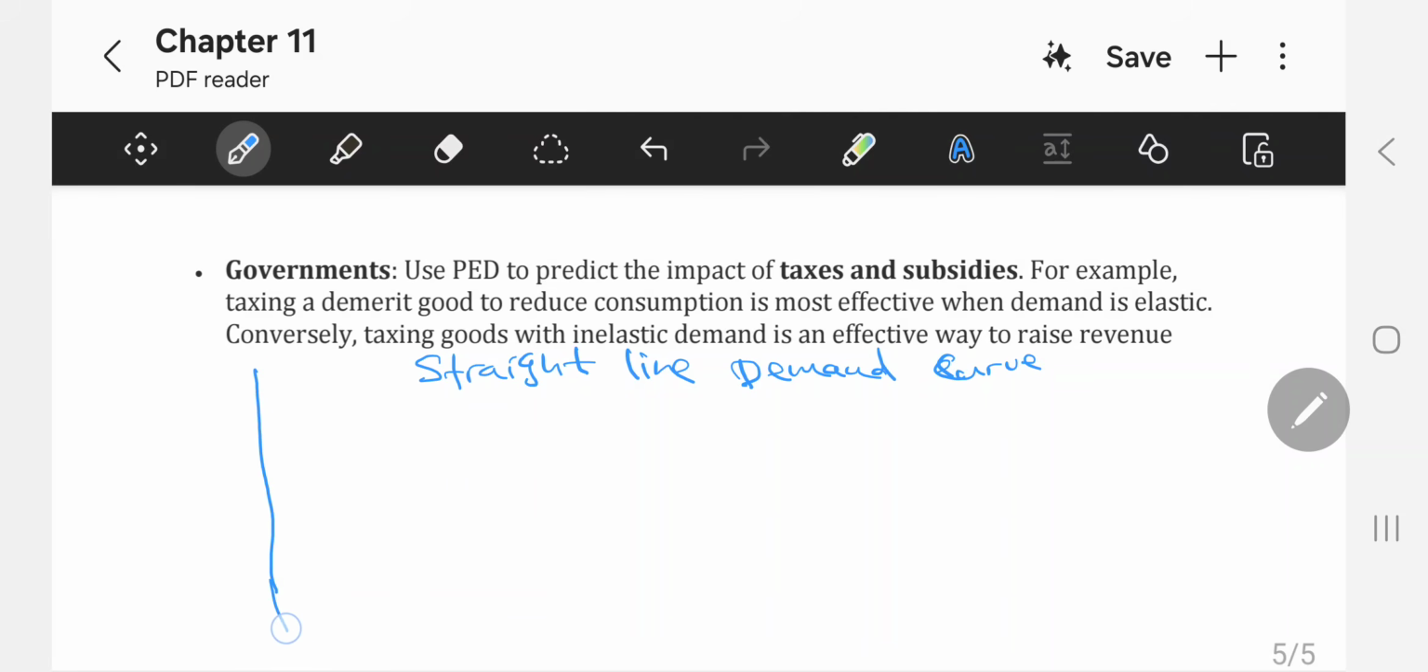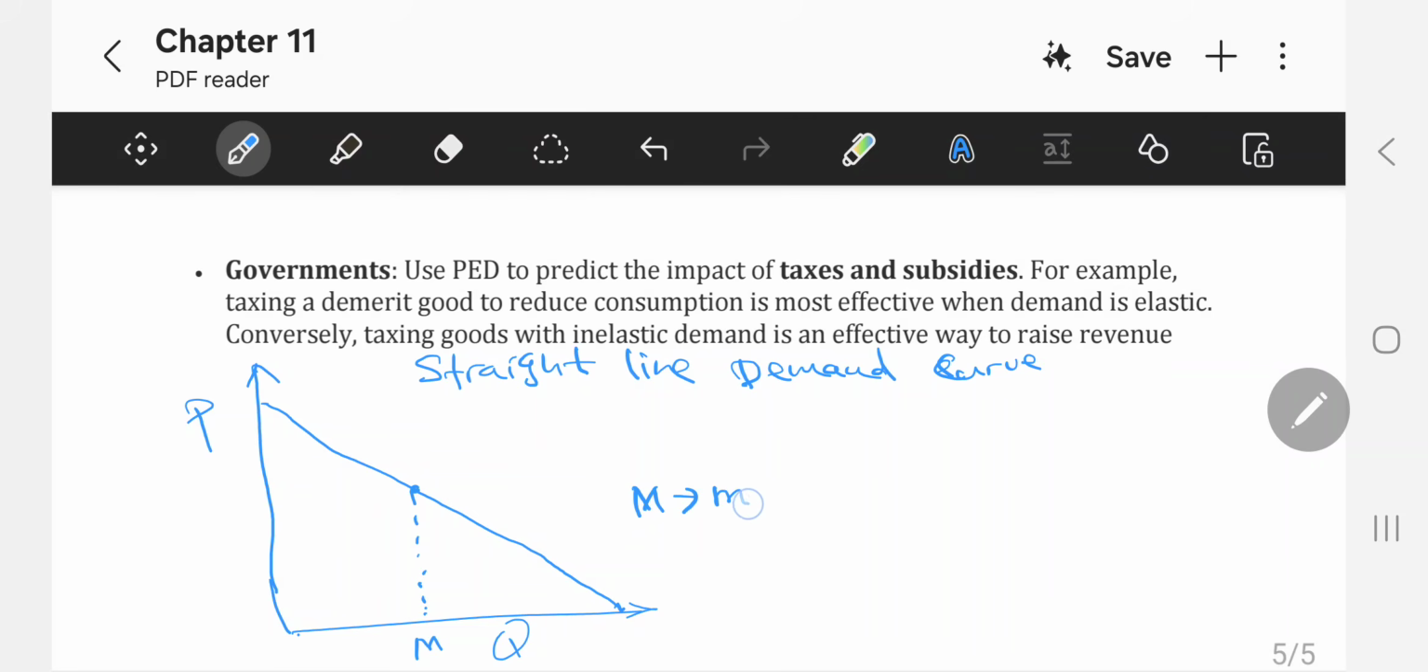So I'm going to draw here a demand curve that is straight. So this is called a straight line demand curve. It touches both axes, and I'm going to pick a point in the middle here and call this point M. So M here will be the midpoint. If you divide this line into two, that would be the midpoint. And on a straight line demand curve, I just want to say that elasticity of demand is not constant.